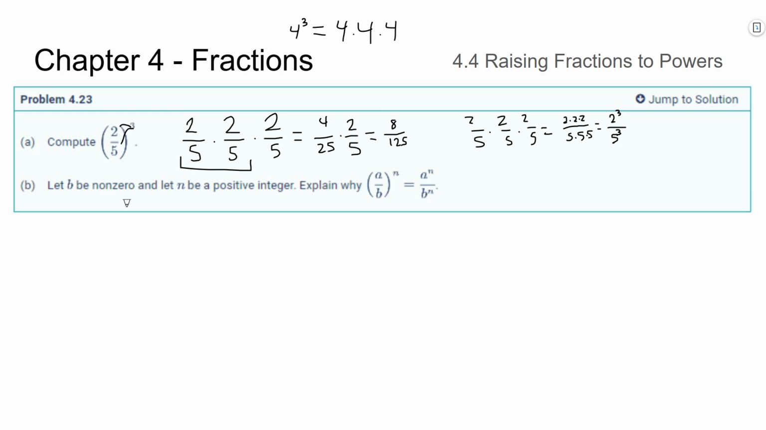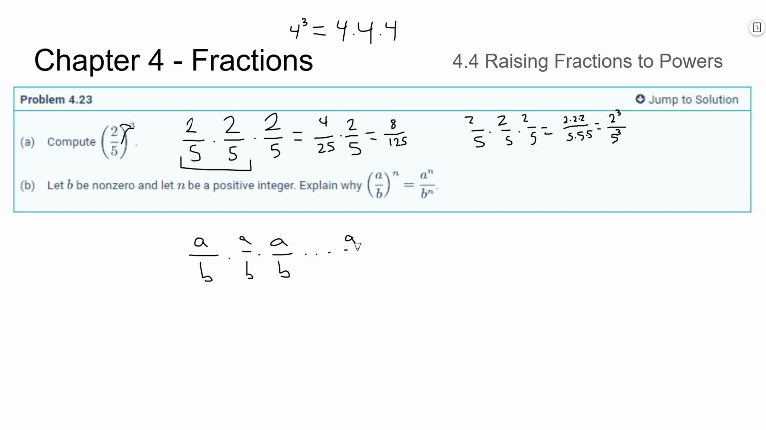So let b be non-zero, and let n be a positive integer. Explain why. That is kind of like we just showed. So let's do the same thing, but I mentioned maybe a couple of chapters ago, let's get used to working with variables and not always working with numbers. So let's go ahead and do the same thing, but with these variables. So we have a over b times, well, we're going to do it n number of times. So we'll do a over b times a over b. We don't know what n is. We'll do dot, dot, dot, however many n times is.